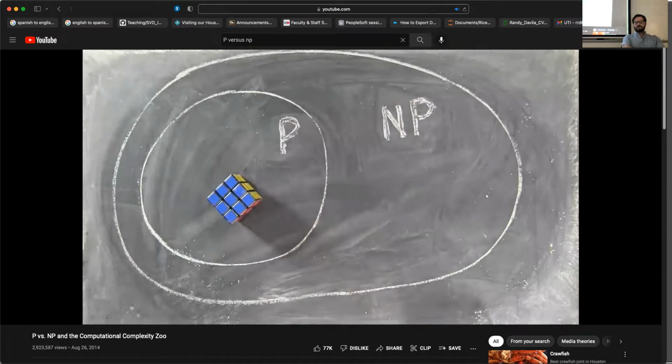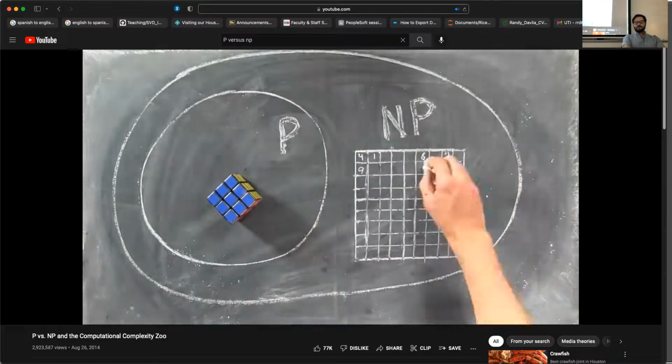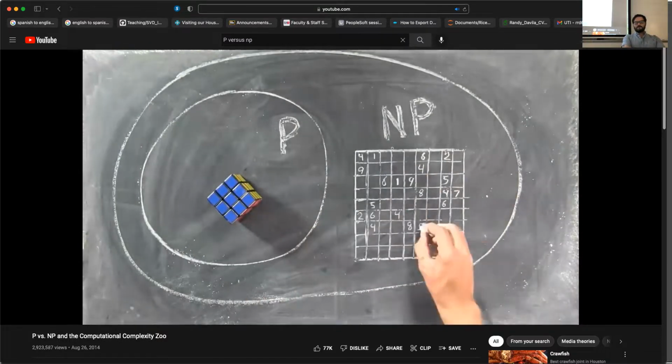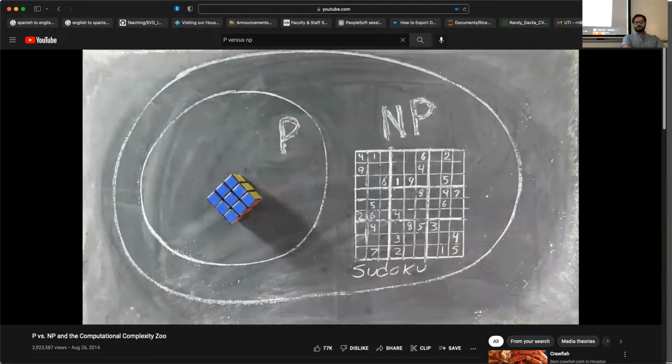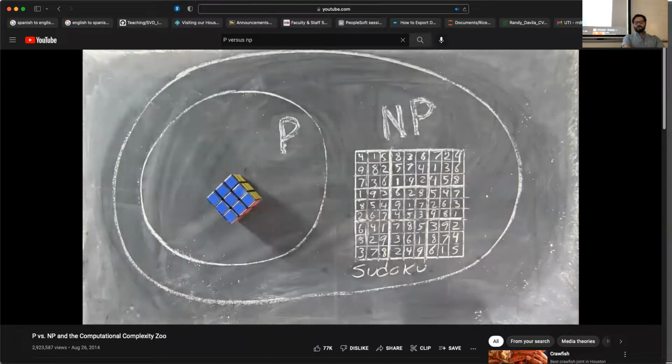I like to think of the problems in NP as being basically like puzzles, because I think what makes a puzzle is that it's a problem where you can give away the answer. And that's what NP means. Like with Sudoku. Sudoku puzzles can take a long time to solve, but if I give you a solved Sudoku grid, checking it for mistakes is pretty quick.